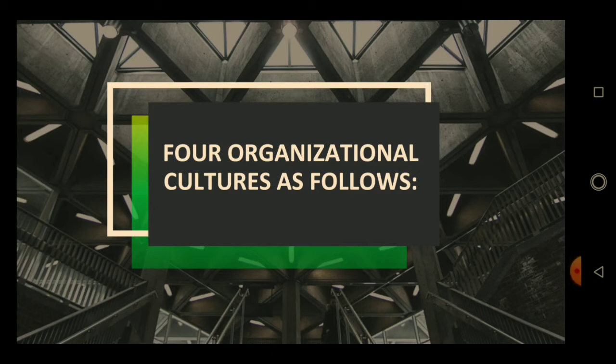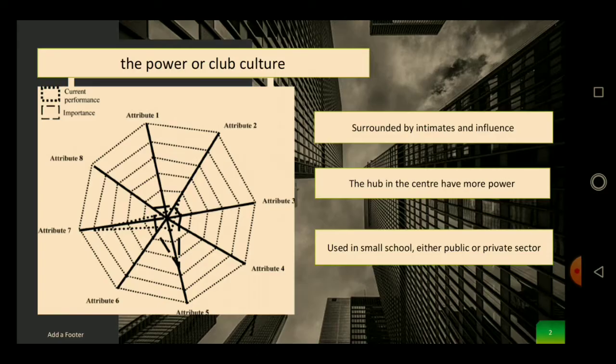Here, there are four organizational cultures as follows. The first one is the power or club culture. The power or club culture, as Handy called it, is a spiderweb with a power source at the hub. This spiderweb is surrounded by concentric circles of intimates and influence. The hub or spider in the center has more power than those at the periphery, and the lines out from the center indicate responsibility and functions of the organization.